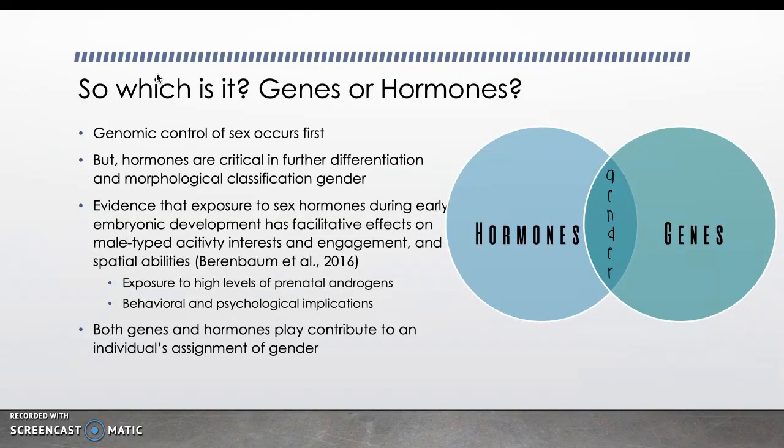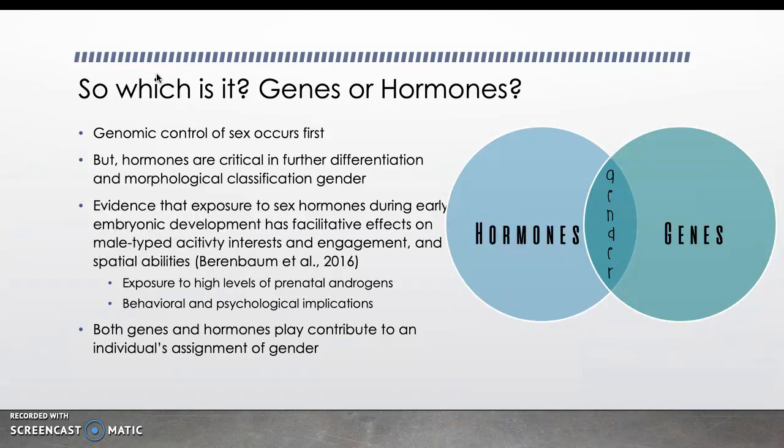So which is it then that's responsible for the development and assignment of gender? Genes or hormones? As it turns out, the answer is a whole lot more complicated than just picking a side. Both are required at some stage of development. Genomic control does occur first, and it's responsible for our classic definition of male and female, given that the genes and the X and Y chromosomes initiate this cascade of events later in life. Hormones are, though, critical in development and responsible for many of the visible changes that identify someone as male or female.